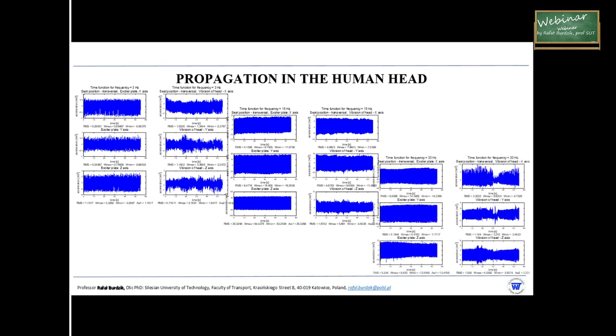And the results for the extremely high frequency, when we are considering effects on the human body, which is 30 hertz, you can see what the differences are between the excitation and head vibrations. So here you can see, but it is an extremely high frequency when we are considering the transfer into the human body.